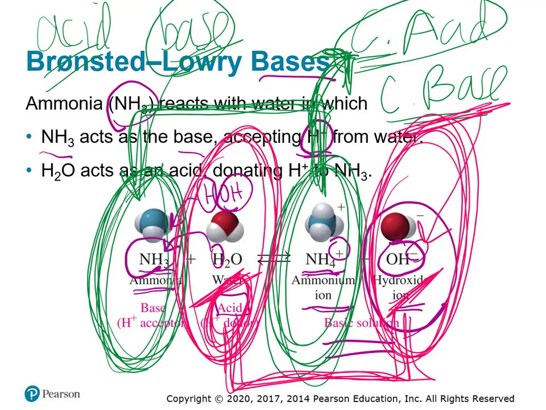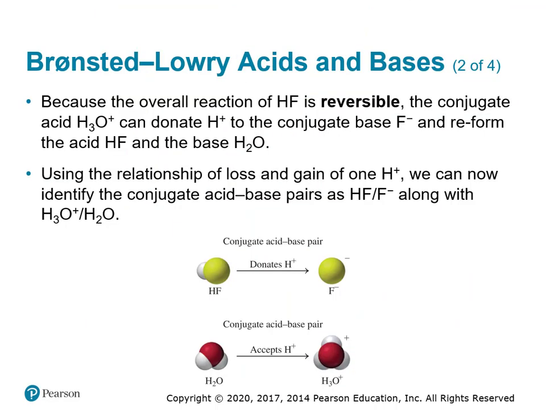On the left, we have acid and base. On the right is the conjugate acid and base. So we just have to connect which one has more hydrogens. That is the acid. Because the overall reaction of HF is reversible, the conjugate acid, H3O+, can donate an H+ to the conjugate base, F-, and reform the acid, HF, and the base, H2O.